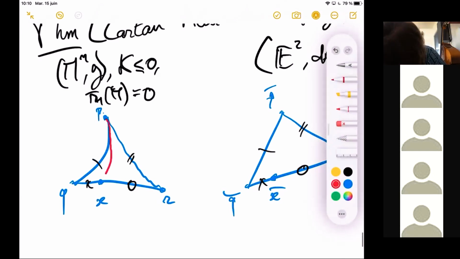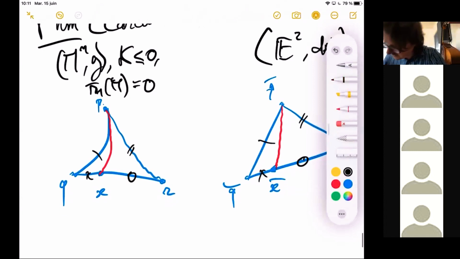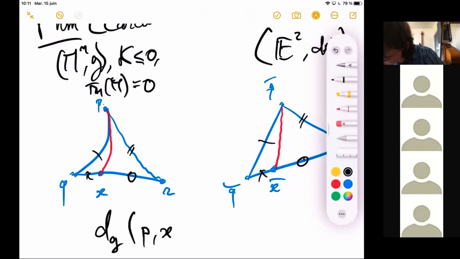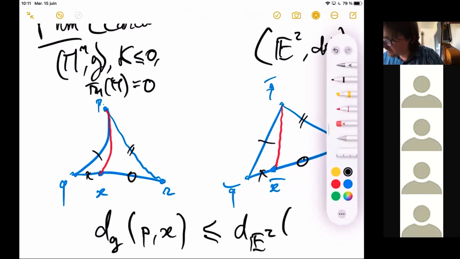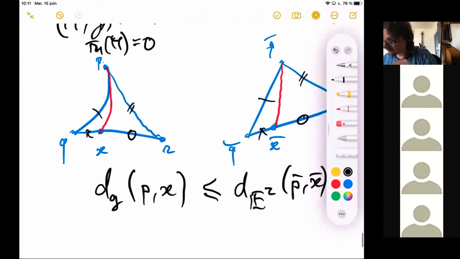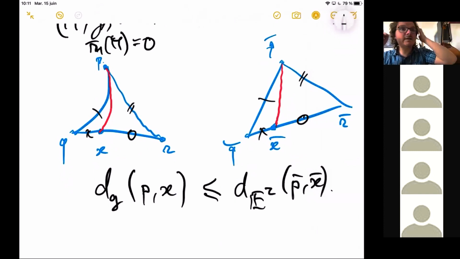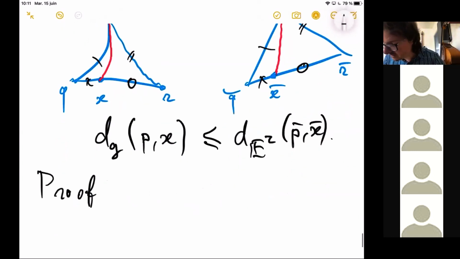The median here, or not quite, but what we will prove is that the distance with respect to g between P and X is less than the distance in E2 between P bar and X bar. And this is actually not too complicated. So how do we prove that, now that we have the Hessian comparison theorem?